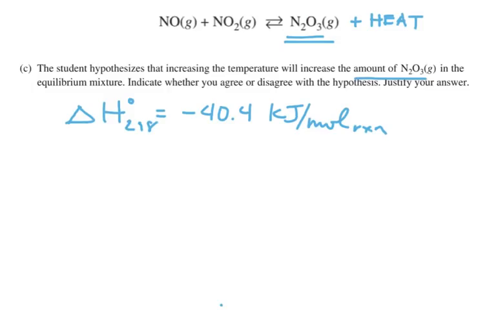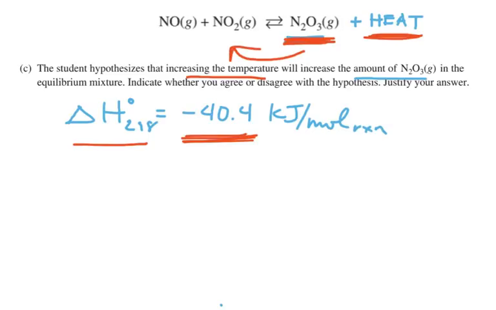Okay, the next part, C. The student hypothesizes that increasing the temperature will increase the amount of N2O3 in the equilibrium mixture. So we're talking about this guy. And the clue here is that back in the chart, it said that the delta H is negative 40.4 kilojoules per mole of reaction. So that means heat would show up here on the product side. It's going to be an exothermic reaction. So if we were to increase the temperature, then we'd say there's too much heat. We would expect this to shift back this way, and the NO2 would not be increased, and N2O3 would not be increasing, it would actually be decreasing.